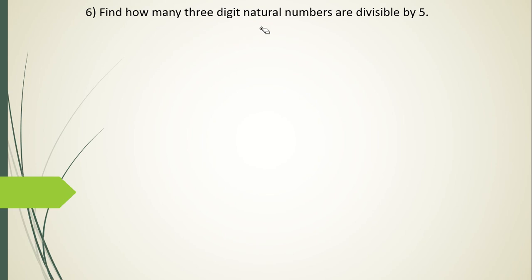Find how many 3-digit natural numbers are divisible by 5. Now see, this question could be a little tricky for some of them, because here the AP, the sequence, is not given. Okay, so they are talking about, first of all, 3-digit numbers.